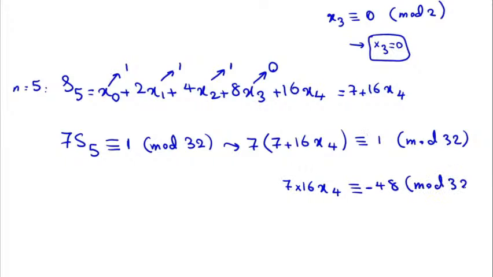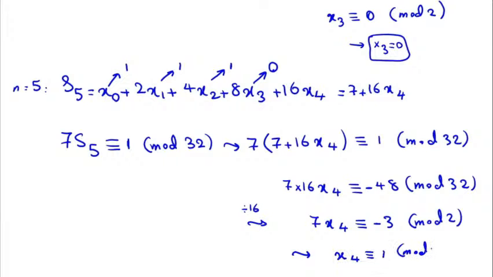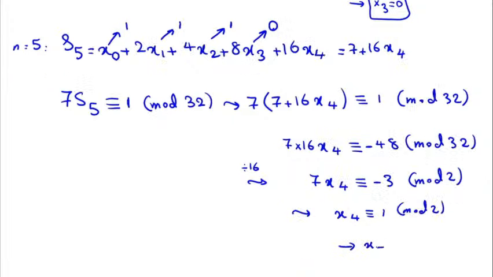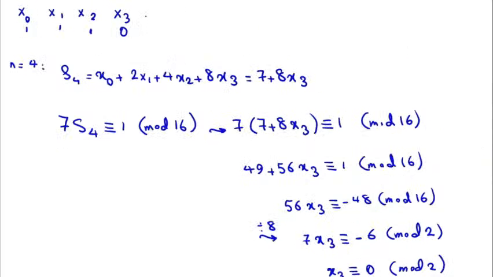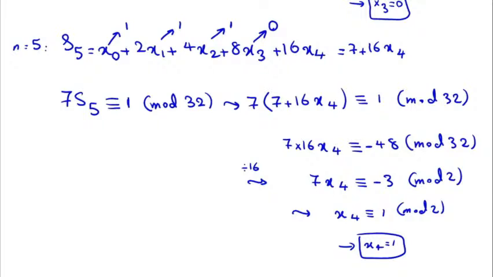Now, let's divide both sides by 16. If we divide both sides by 16, 7x4 equals negative 3 mod 2. If we consider all things mod 2, then x4 will be 1 mod 2. And because x4 can be either 0 or 1, x4 will be 1. Now, let's replace here, x4 is 1. We've considered up to n5. Let's consider n6.